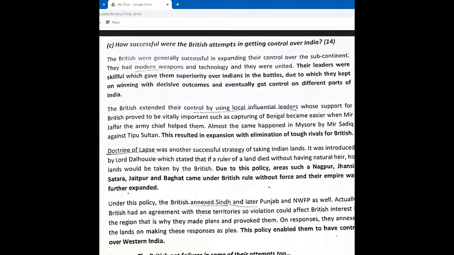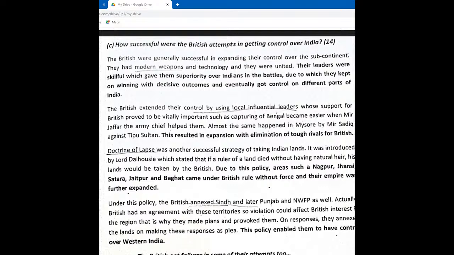Okay. The second type of 14-mark question is when you're asked about how successful a certain event was in history. So you have to write about successes and failures in such questions. For example, the question in front of you is how successful were the British attempts at getting control over India? This is a 14-mark question, and they're asking how successful the British were in gaining control over India.